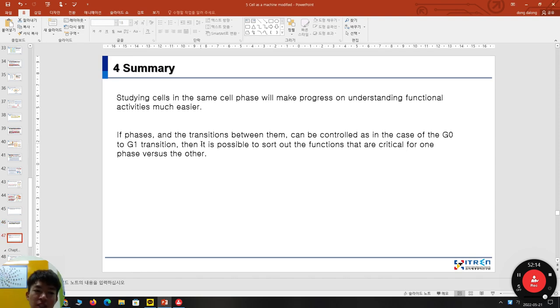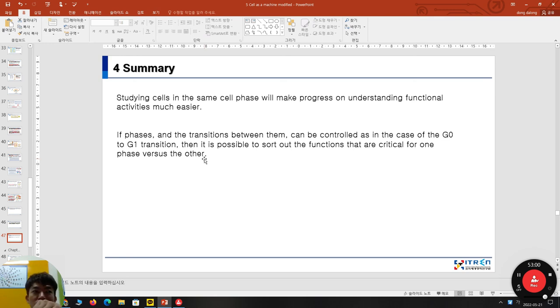As a summary, studying cells in the same cell phase will make progress on understanding functional activity much easier. Okay, so please consider the start of the cell or early adhesion time, depending on the context of your experiment. If phases and transitions between them can be controlled, as in the case of G0 to G1, then it is possible to sort out the functions that are critical for one phase versus the other.